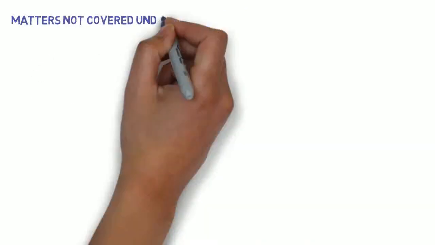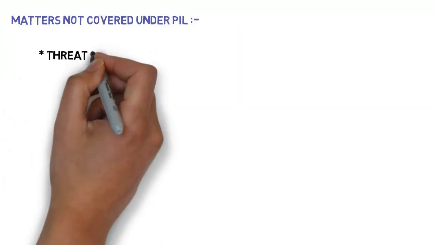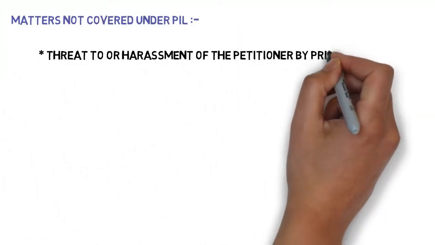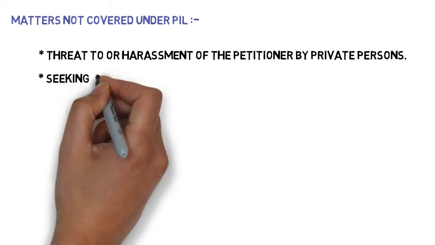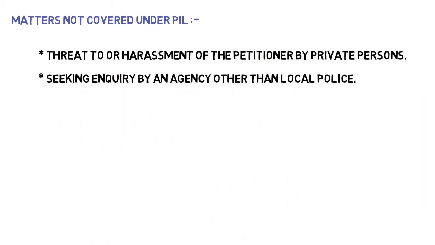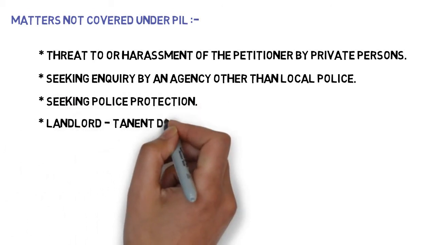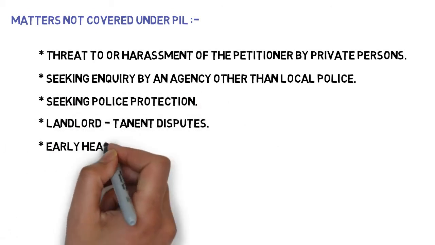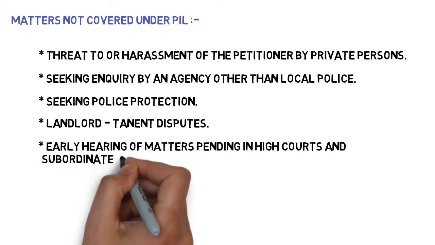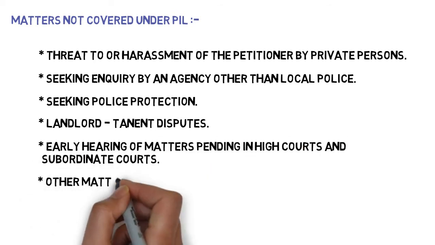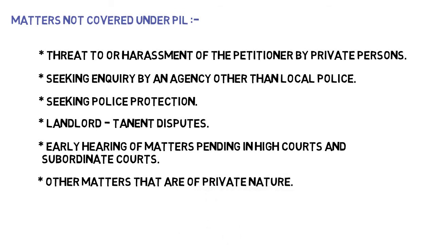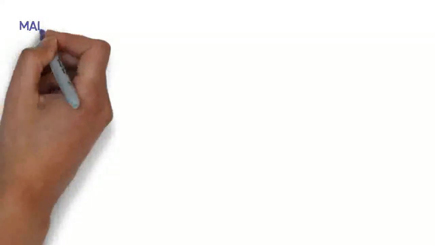Now let's see the subject matters that are not covered under PIL. Threat to or harassment of the petitioner by private persons, seeking inquiry by an agency other than local police, seeking police protection, landlord and tenant disputes, early hearing of matters pending in high courts and subordinate courts, and other matters that are of private nature.